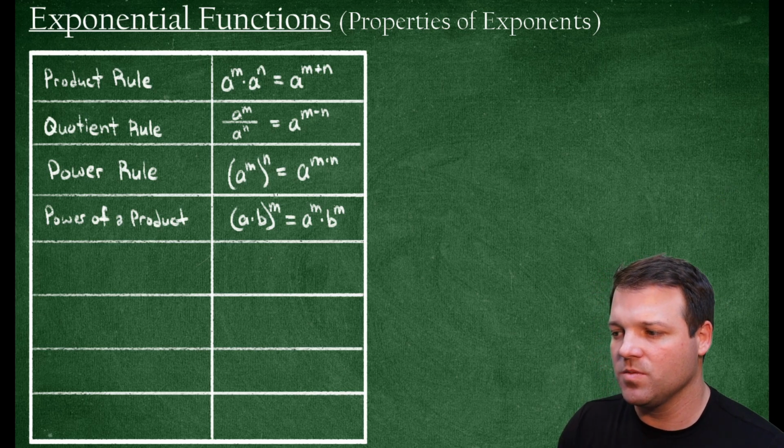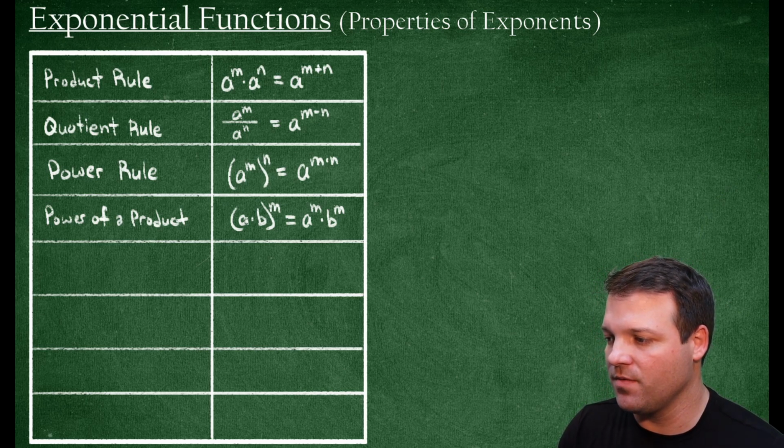All right, the next one is the power of a product. If I have a times b all to the power of m, then that's equivalent to a to the m times b to the m. Again, let's see if we can get this to work out.